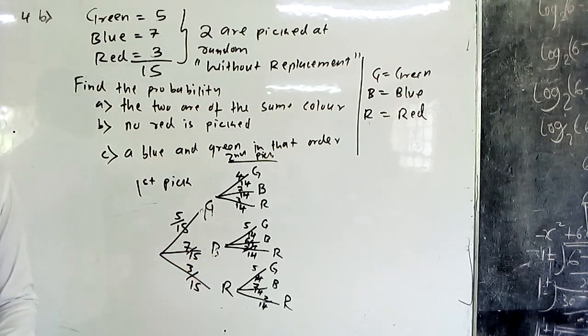Remember, when you say 2 are picked at the same time, it's like saying 2 dice are thrown all together. When you say 1 is picked at a time, it's like saying 1 dice is thrown twice, but when you represent it, it comes out to be the same representation, okay? So what do we get here?